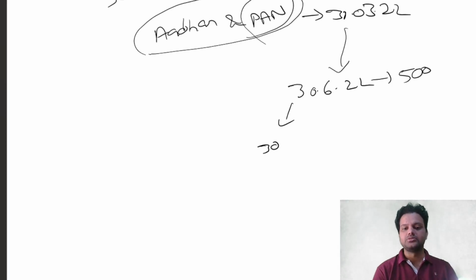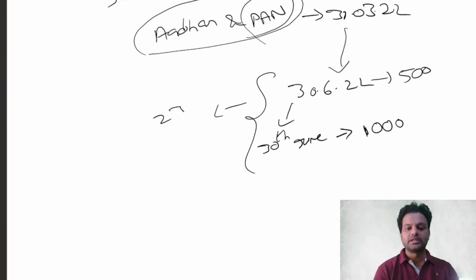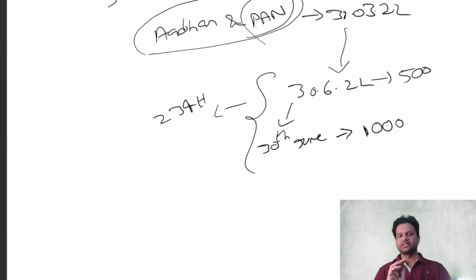After 30th June 2022, the fee will be 1000 rupees. This additional fee was provided in section 234H. Additional fee provided in section 234H. This is what section 139AA is.